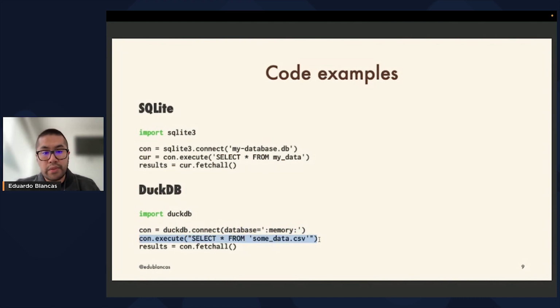What's interesting about DuckDB is that I can do a select star from and then pass a CSV file. And then here I can maybe select a few columns, maybe I can group by, and DuckDB is going to take care of loading that CSV file and then doing the manipulations. It's going to be a much more efficient way to load and manipulate data than if I load the entire data set with pandas and start doing manipulations.